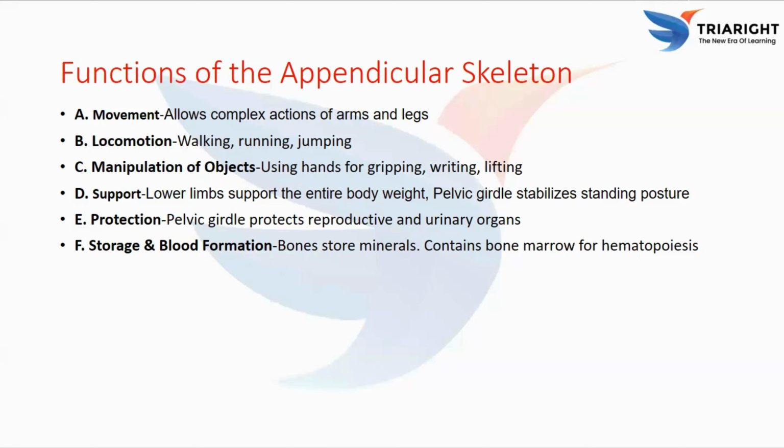So the next function is manipulation of objects. Your upper limbs, that is hand, wrist and arm, help you to grip, hold, write, lift and perform the fine movements. So this allows humans to interact with the environment in a controlled way. Hands plus arms give the total use and the precision work.